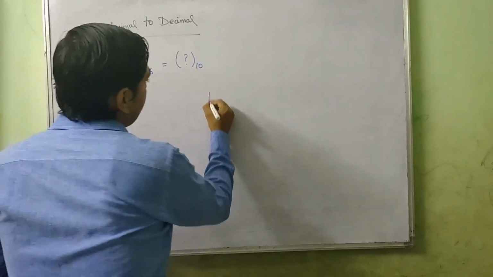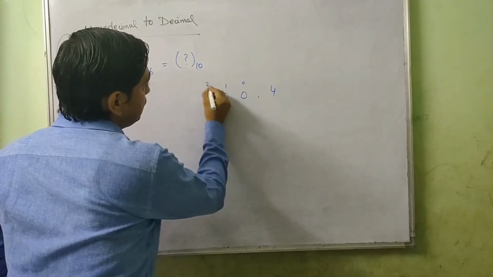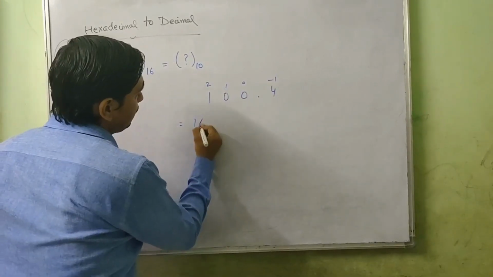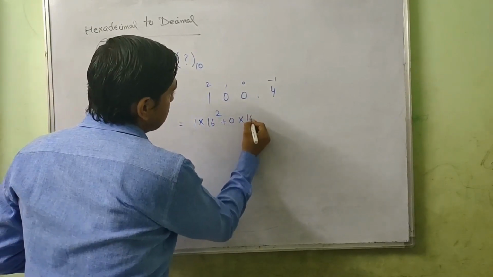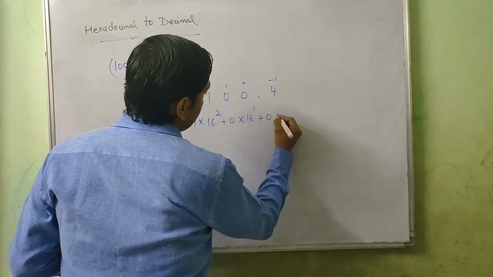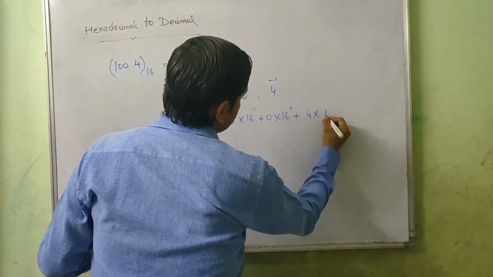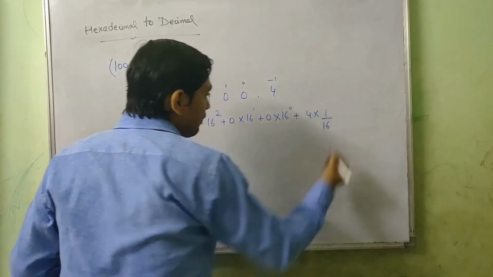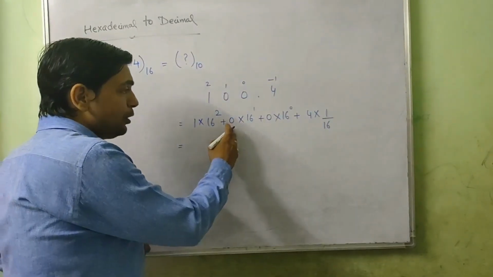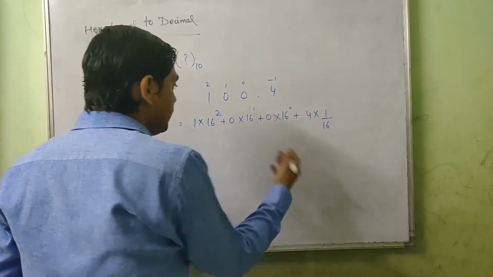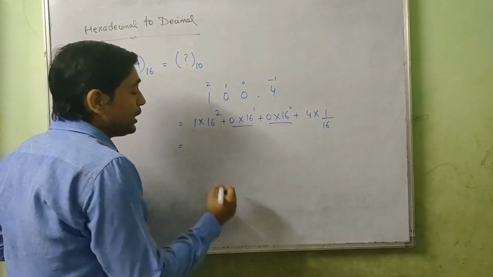To do it, we will note down the numbers, their powers, and then you have to multiply the digit with 16 to the power, plus 0 with 16 to the power, plus 0 with 16 to the power, plus 4 into 1 upon 16, or 16 to the power minus 1. Okay, so 16 to the power 0 multiplied by 0 will be 0, so these two will be 0. Now this will become 16 square, that is 256.